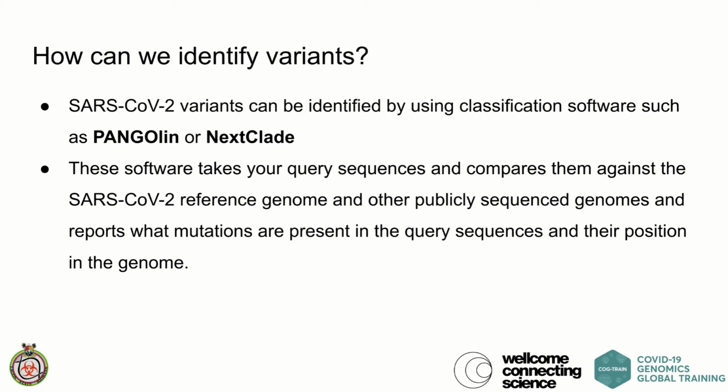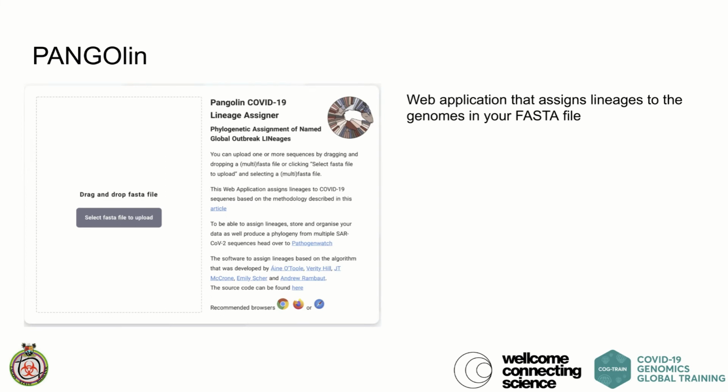This is an example, or this is the screenshot of Pangolin. Pangolin is an acronym for Phylogenetic Assignment of Named Global Outbreak Lineages, and it is a web application. What it allows you to do is upload a FASTA file onto the website, and then it starts the analysis and tells you what lineage your sample is. Aside from running this on the web application, you can also download this and run it from the command line.